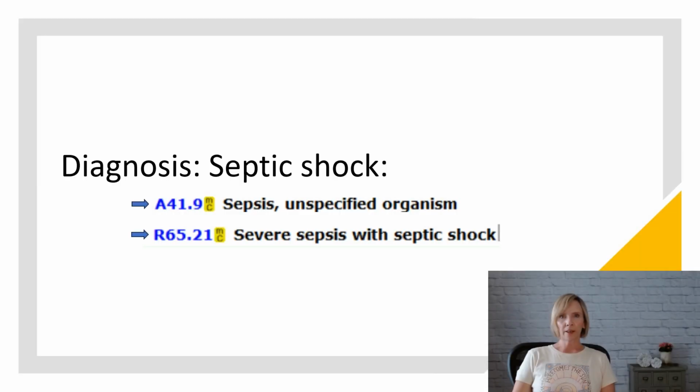A code from subcategory R652, severe sepsis, should also be assigned when septic shock is documented in the medical record. Septic shock is circulatory failure associated with severe sepsis, and it is a type of acute organ dysfunction. For cases of septic shock, the code for the systemic infection should be sequenced first, followed by code R6521, severe sepsis with septic shock. The code for the septic shock can never be assigned as a principal diagnosis and should always be sequenced as a secondary code.